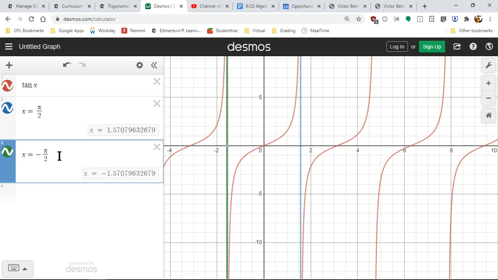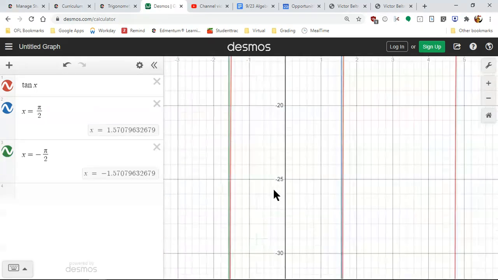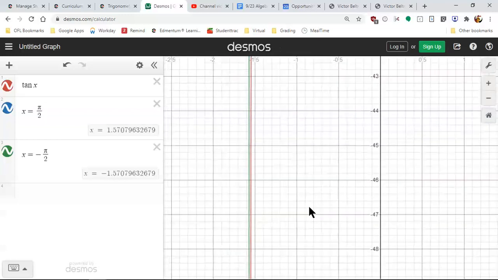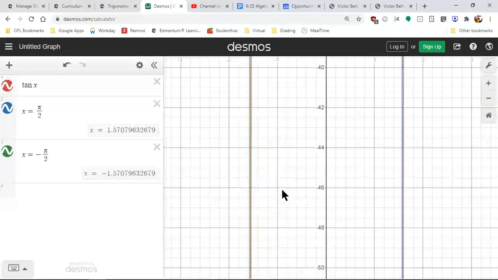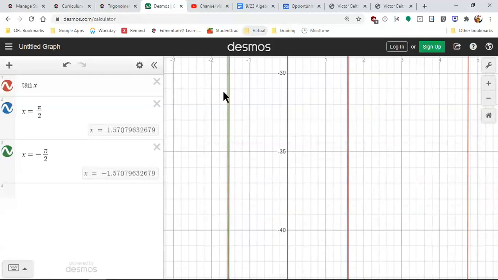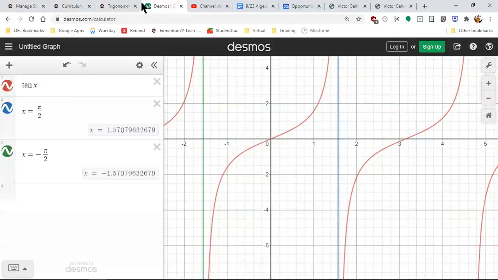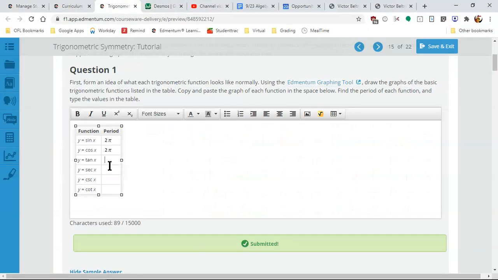So I'm going to try -pi over 2. So if I see here, I'm like, oh, cool. It goes from -pi over 2 to pi over 2. Again, we can see that it never touches this pi over 2. In theory, it would at infinity, but infinity is a theoretical number. So that means that this period is pi.